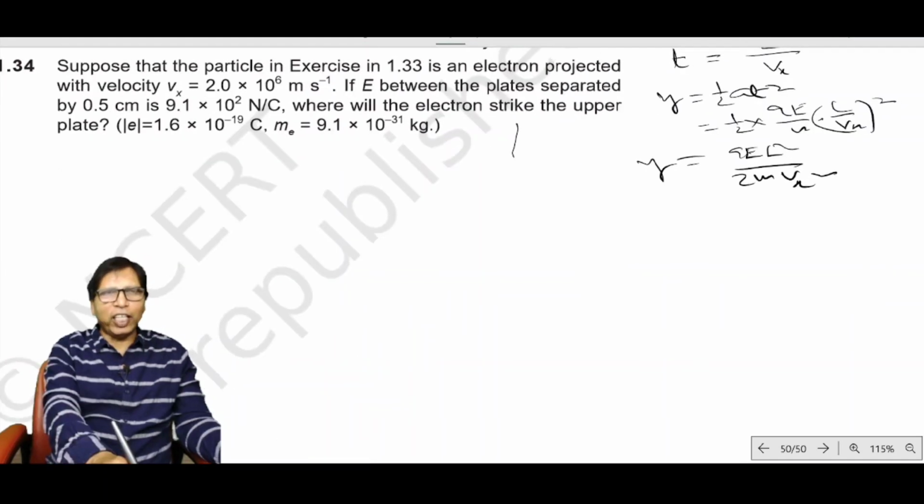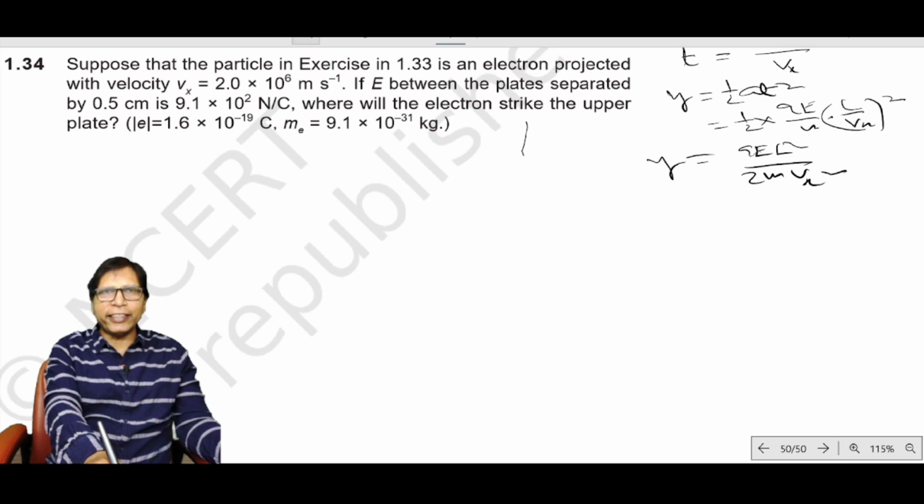It's a numerical. Now a same type of numerical here. Suppose that the particle in exercise 1.33 is an electron.